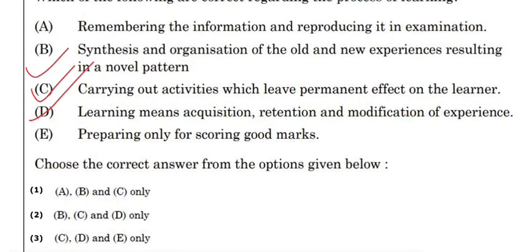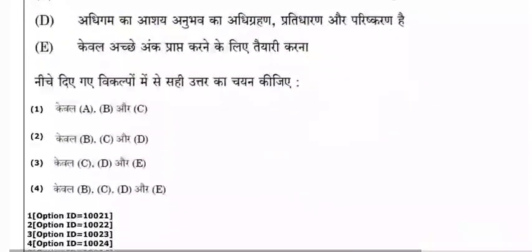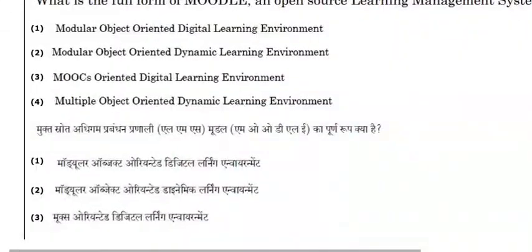That means synthesis and organization of the old and new experiences resulting in a novel pattern, carrying out activities which leave permanent effect on the learner. And D. Learning means acquisition, retention and modification of experience. Got it? So that is B, C and D. Our answer we have got. Then number 8, not 8, it was number 6. Next will be our number 7.